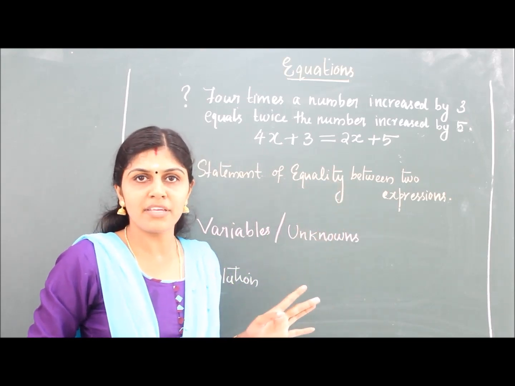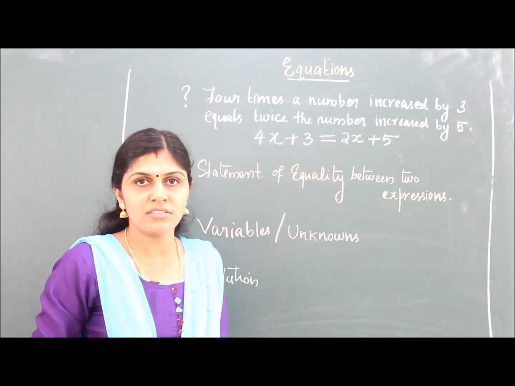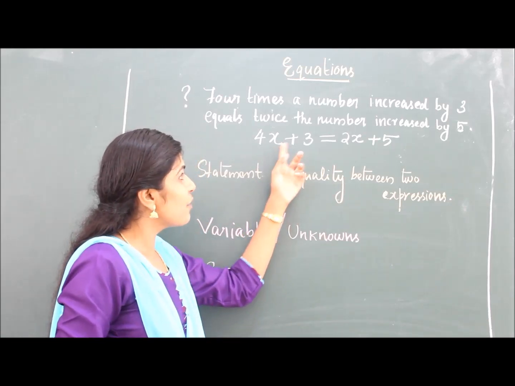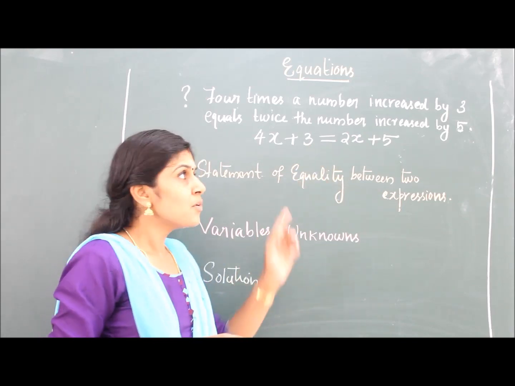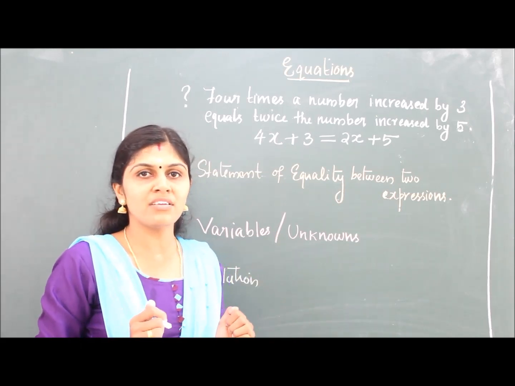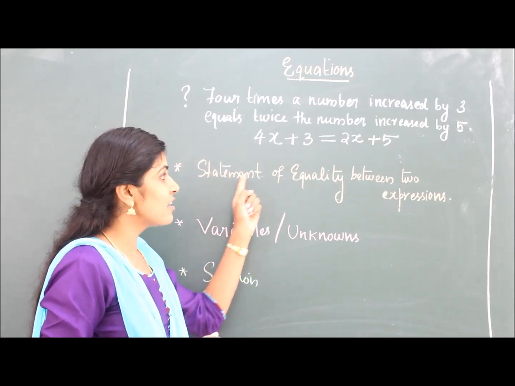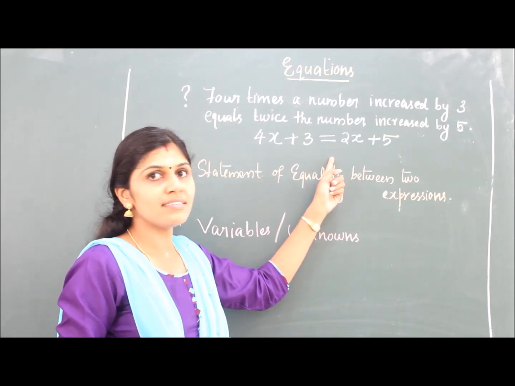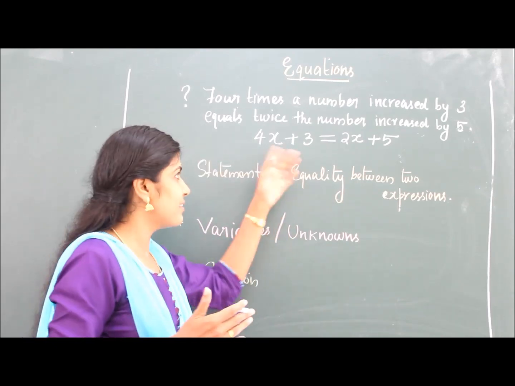Now a statement is formed here. When you look at the statement, 4x plus 3 is an expression and 2x plus 5 is another expression. And here I have combined these two expressions using an equality sign. Now we can call the entire statement an equation. So what is an equation? We can define an equation as a statement of equality between two expressions like this. Or we can say that an equation is one which combines two algebraic expressions like this.